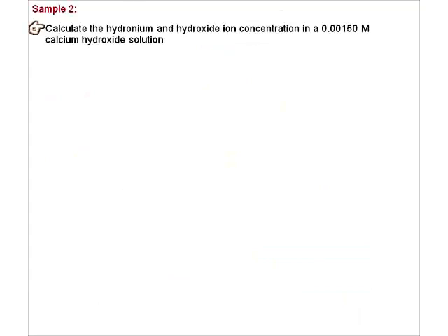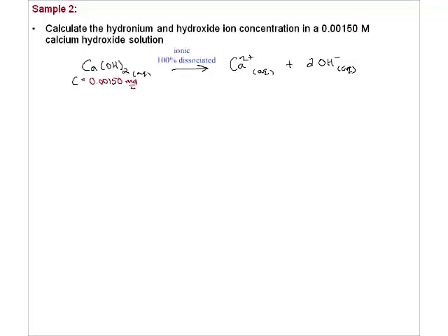Here's another one. This is one where we want to calculate the hydronium and hydroxide ion concentrations for some calcium hydroxide solution. All right, no problem here. We're looking at calcium hydroxide, and calcium hydroxide is an ionic compound, so it's going to be 100% dissociated. It's going to break down into its ions. And we know what the initial concentration of the calcium hydroxide is. It's 0.00150. So this is going to be a base. It's producing hydroxide.